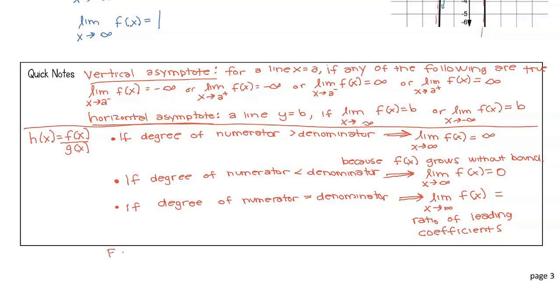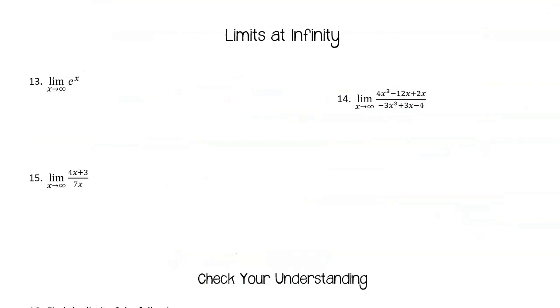Then for other non-rational functions, we just need to remember that if we have a constant over infinity, that is going to be 0. If we have infinity over a constant, this is going to be infinity. Well, let's do some examples.